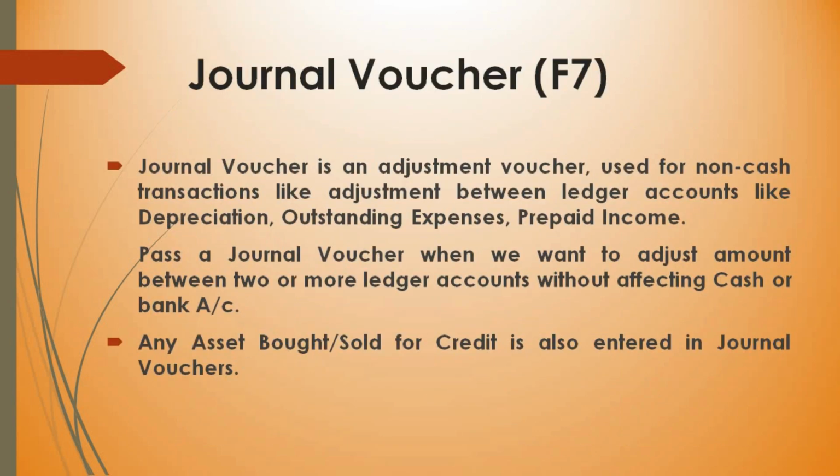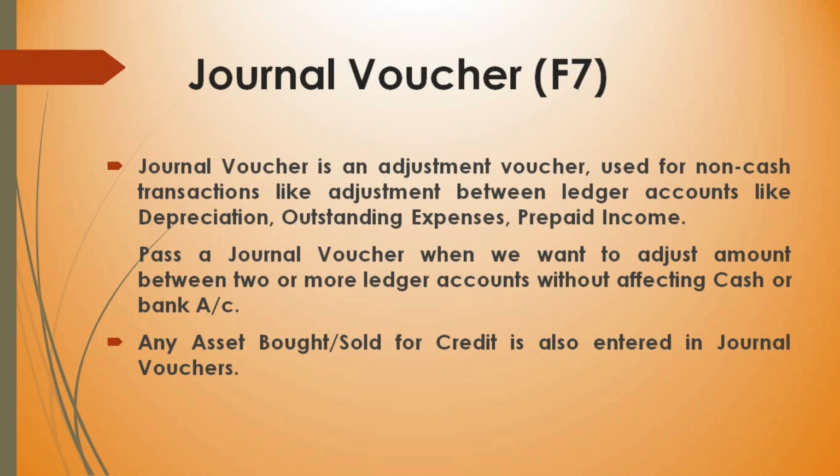The next one is journal voucher, and the shortcut key for journal voucher is F7. Journal voucher is an adjustment voucher which is used for non-cash transactions, like adjustment between ledger accounts. Examples: whenever you have depreciation for an asset, outstanding expenses, prepaid income, all this will come under journal voucher. We pass a journal voucher when we want to adjust amount between two or more ledger accounts without affecting cash or bank account.